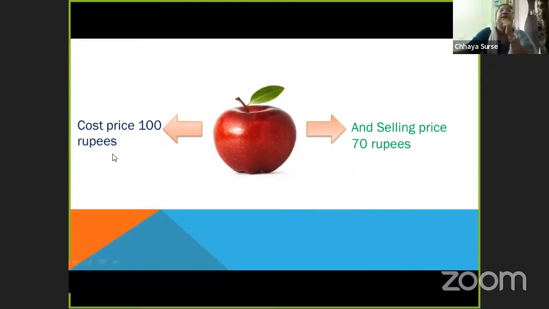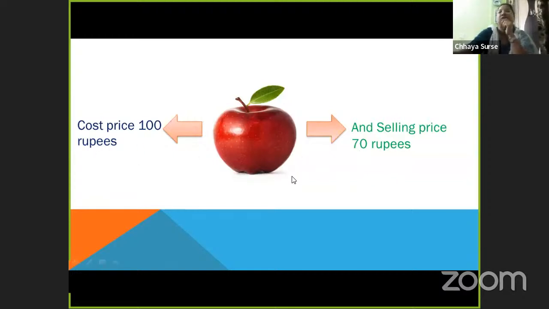So the cost price is 100 rupees and the selling price is 70 rupees. So now find the difference. The cost price is more, and in this transaction the selling price is less. That's why it's called a loss, because a 100 rupees thing is sold for 70 rupees.